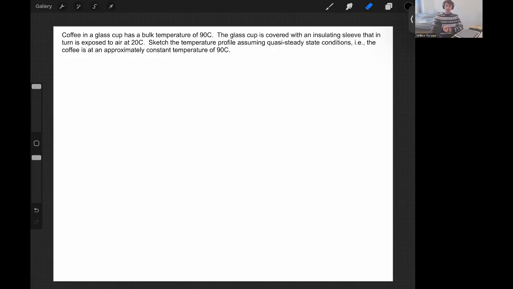Hello everyone. In this part of the video, we will be sketching a temperature profile of a quasi-steady state system. So, this system is going to be coffee in a glass cup surrounded by an insulator exposed to air. The point of this is going to be to demonstrate what convection and conduction look like for heating a system, and then we're going to actually graph a temperature profile to show how in a steady state heat transfer moves throughout a system.